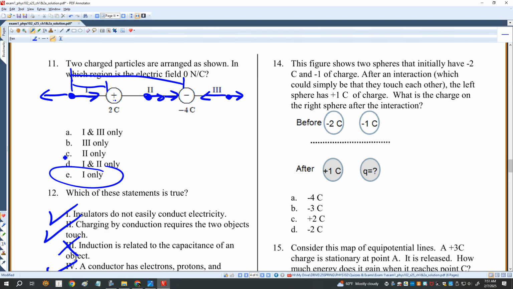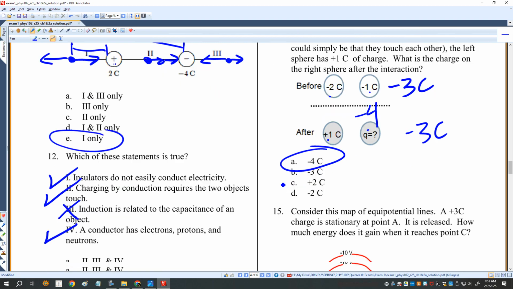This figure shows two spheres. They initially have a charge of -2 and -1, and you have this interaction where they shift those charges around. If I now have +1 coulomb on that object, what do I have here? We have a total of -3 coulomb. Because charge is conserved, I still have to have -3 coulomb. That means I have to have -4 on that one.